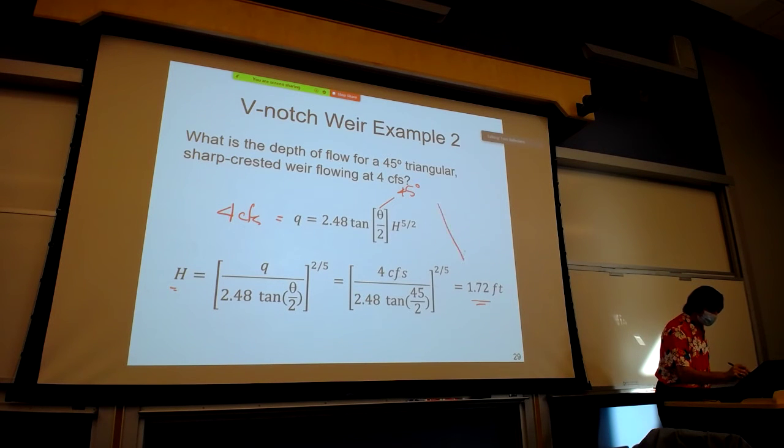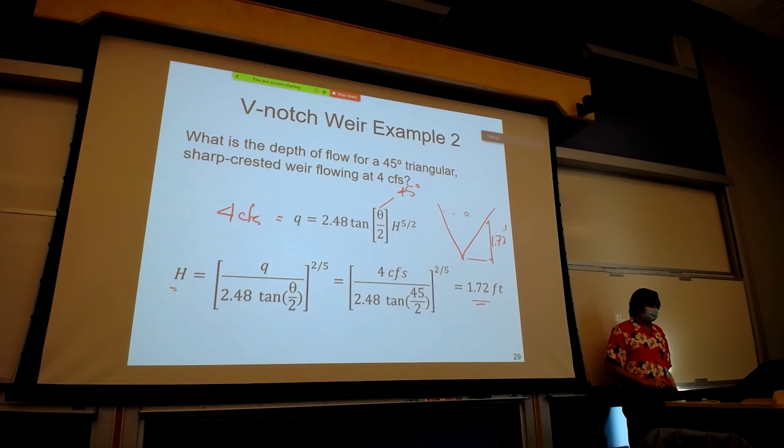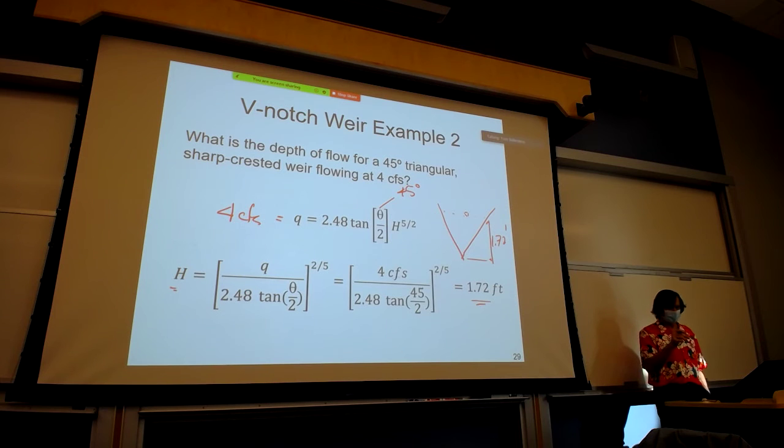So if your V-notch looks like this, this would be the depth of water. Not in the weir, because remember, the water depth in the weir is much less than this because it's in that location where the water surface is curving downward to go through the weir.